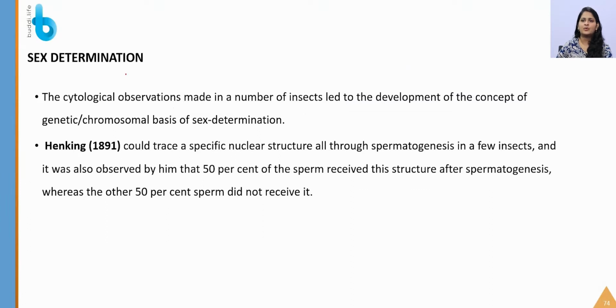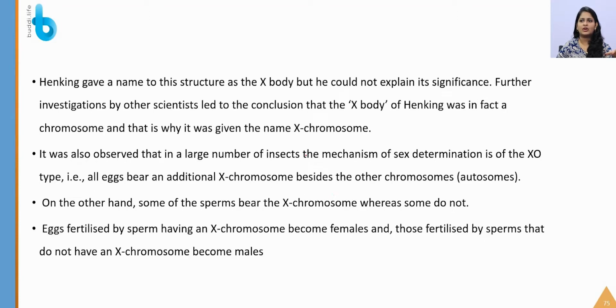So the next topic which we are going to discuss will be sex determination. The first person who did that was Henking. He determined sex in some insects. In the year 1891, Henking could trace a specific nuclear structure all through spermatogenesis in a few insects, and he observed that 50% of the sperm received the structure after spermatogenesis, whereas the other 50% of sperm did not receive it. So Henking named that particular structure the X body, but he could not explain its significance.